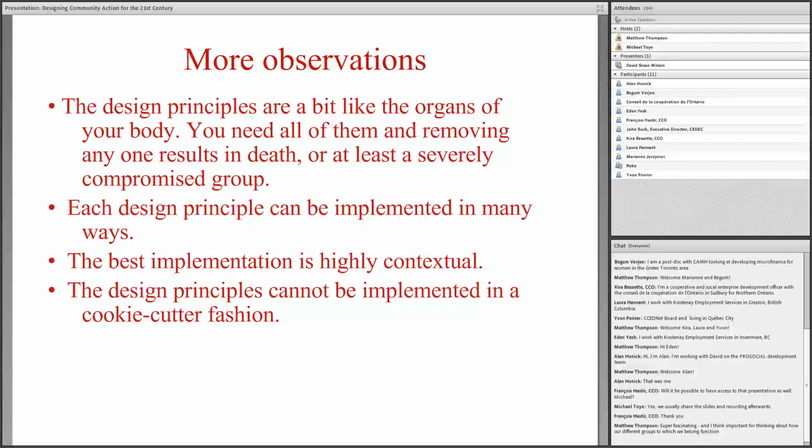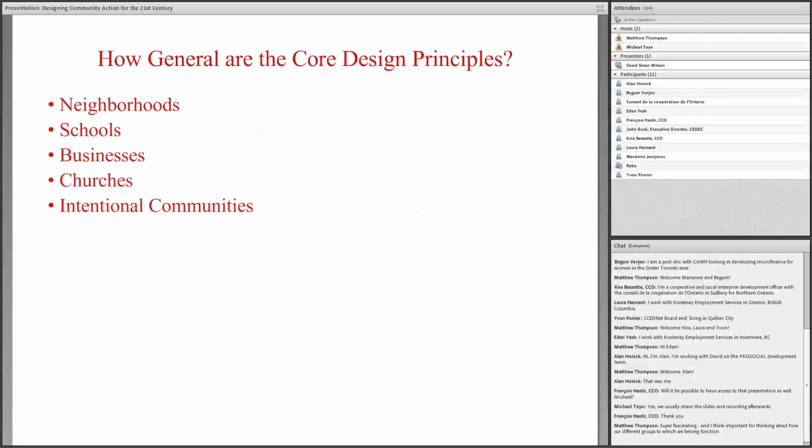I should also say, although it's not on the slide, that these are just core design principles. Any particular group with a particular agenda is going to have additional, auxiliary design principles, and those are just as important as the core design principles. But most groups do need the core.